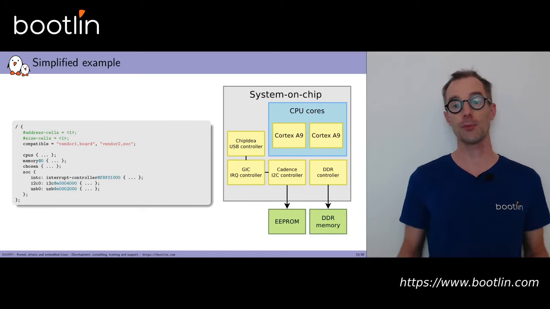The first base layer is the device tree specification, which is available on devicetree.org. And it provides the base device tree syntax definition and specifies a number of standard properties. For example, the CPU's node, the memory node, the chosen node, and a few other aspects are described in that specification. But it is far from sufficient to describe the wide variety of hardware devices we have today.